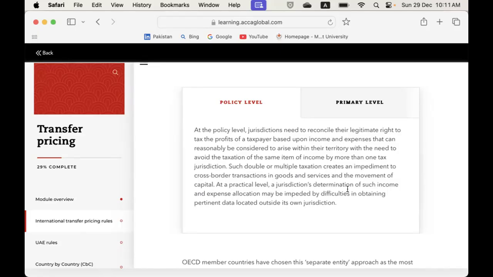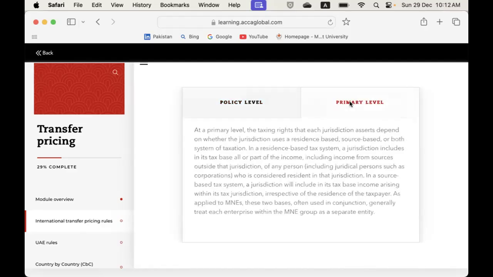At a practical level, a jurisdiction's determination of such income and expense allocation may be impeded by difficulties in obtaining pertinent data. This is where the transfer pricing rules come in, and income attribution is provided, and double taxation matters also arise. So policy has to be made to attribute the income and expenses in the right manner, and to have mechanisms where such double taxation may be avoided, so that the enterprise is taxed once. Another primary level consideration: the taxing rights that each jurisdiction asserts depend on whether the jurisdiction uses a residence-based approach, a source-based approach, or a combination of both systems of taxation.